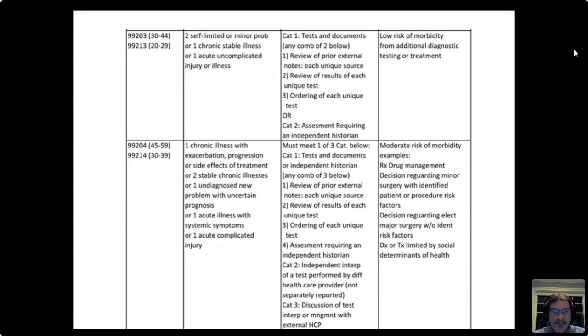Yeah, exactly. It's a little bit of a double-edged sword, because with the old system, you could do a real comprehensive history and a real comprehensive exam. And if it was an established patient, you actually didn't have to worry about medical decision making. You knew you could get to a level 4 pretty easily. Now it's totally flipped over on us, and now you have to pay attention to what the diagnosis problems are. And I like that you put that drug management there and highlighted it right off the bat, because it just drives me crazy.